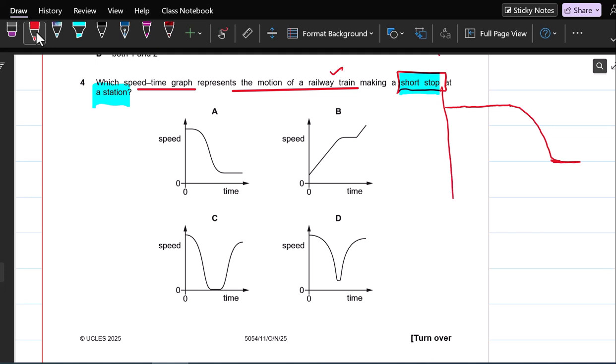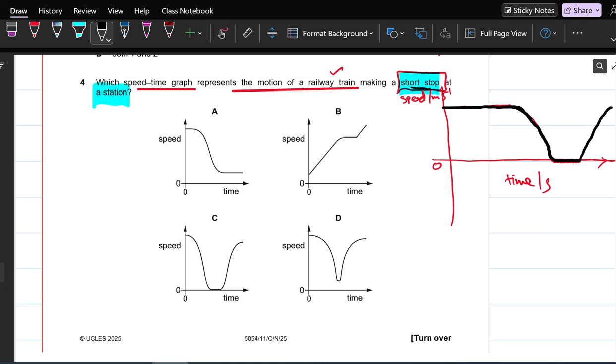So I can make a graph here somewhere like this. No, it should be here. The x-axis should be here like this. So here it is 0. Here I'm having time in seconds. And speed in meters per second. Initially, the train is moving with some speed. Then it applies the brake to stop. And then it comes to rest for a short stop. And then again it moves. So what happens? Its speed starts increasing. So the graph should be somehow like this.